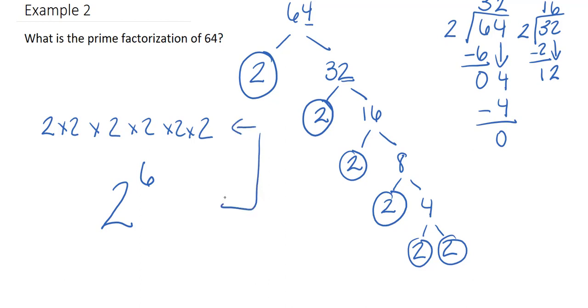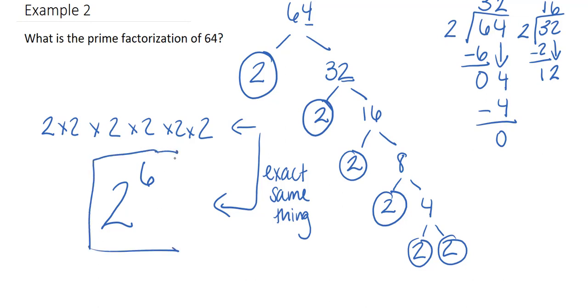These two things mean the exact same thing. But we like to show it this way because in math, it's just an easier way to write it, if you just have to write 2 to the 6th rather than writing 2 times 2 times 2 times 2 times 2 times 2.